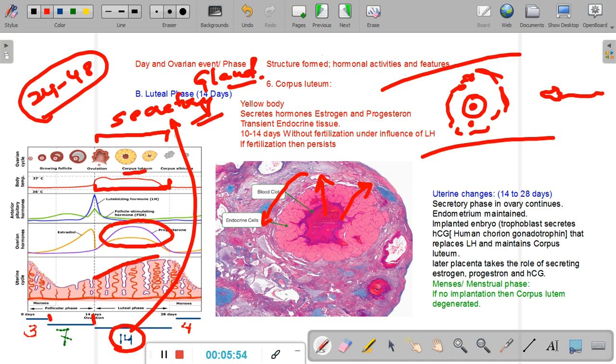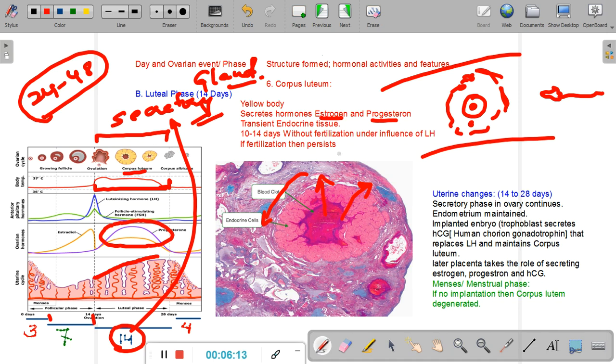While the secretory phase is going on in the uterus, we have the luteal phase in the ovary, and the luteal phase is also characterized by the production of the hormones estrogen and progesterone. For the next 14 days this process continues. The endometrial lining is maintained and made heavily glandular by the action of the corpus luteum.